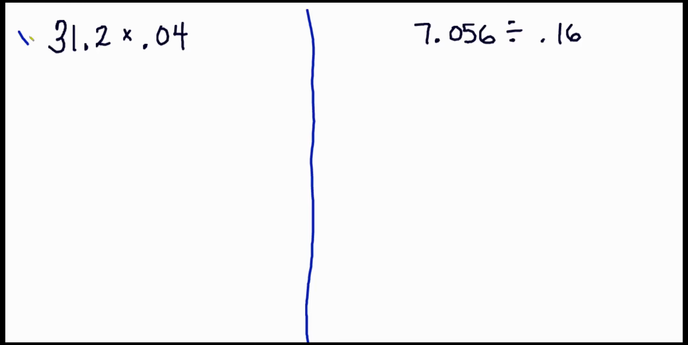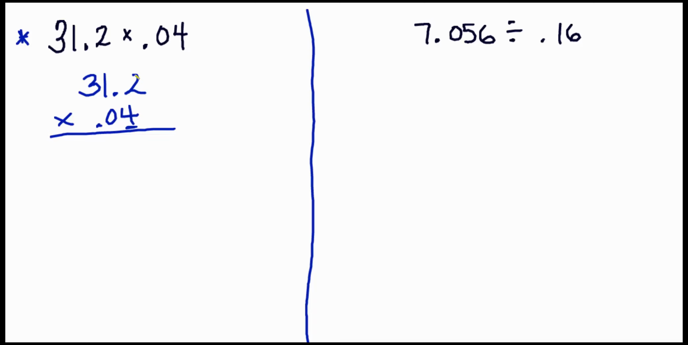So starting with the multiplication problem, we have 31.2 times 0.04. With multiplication, when you have decimals, first you'll just multiply like usual. So you don't line up the decimal points or worry about that, just multiply the numbers as you would normally do. So here I'll just go ahead and multiply.